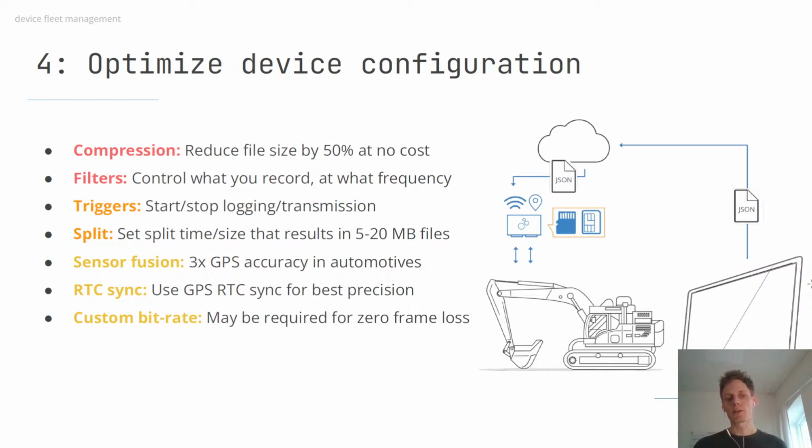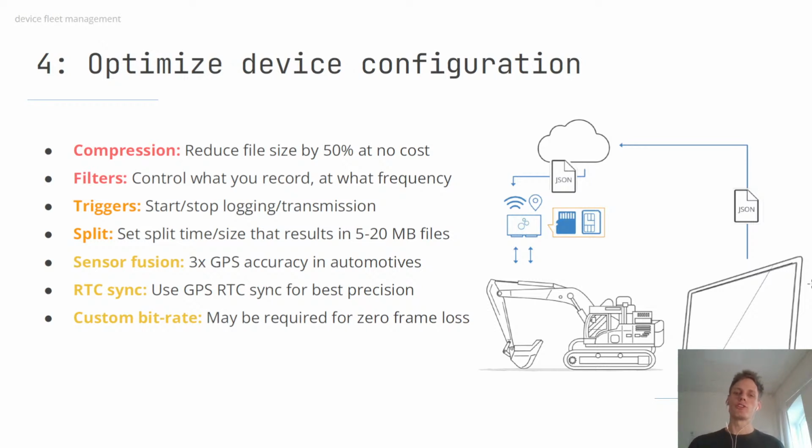Other things you can consider: if you have a GPS inside the device, consider using sensor fusion so that if you are in an automotive deployment, you improve the accuracy and ensure the device can retain GPS fix even when it moves into a tunnel or a parking lot for a period of time.